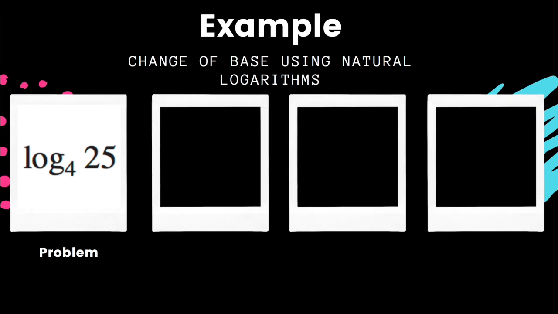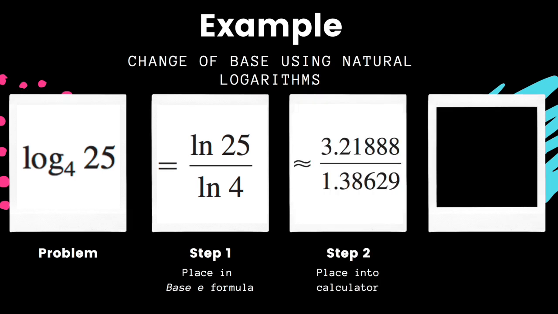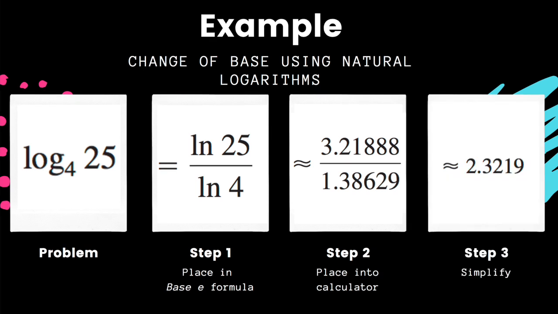2.3219. An alternative would be using the same problem, logarithm base 4 of 25, but placing it in the base e formula, which would follow the same steps except using natural logarithm instead of logarithm when placing it in the calculator, and always simplifying the fraction at the end.